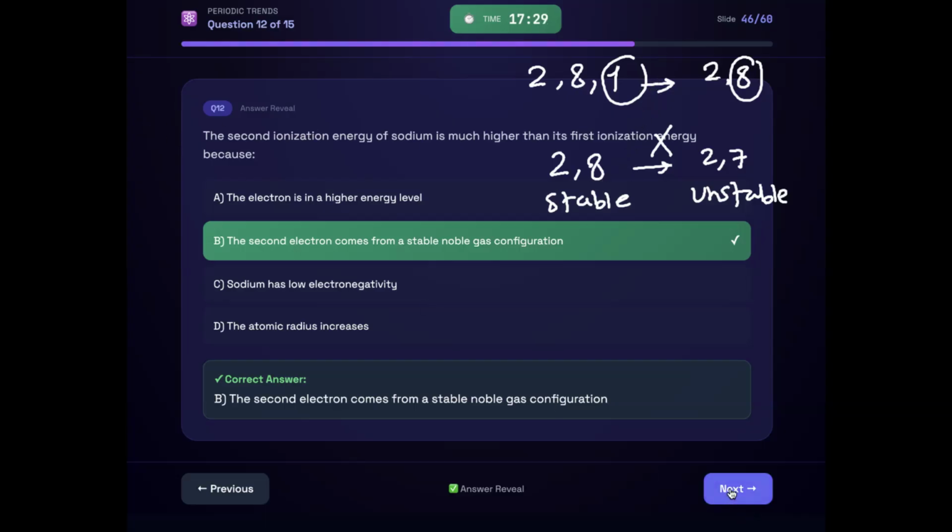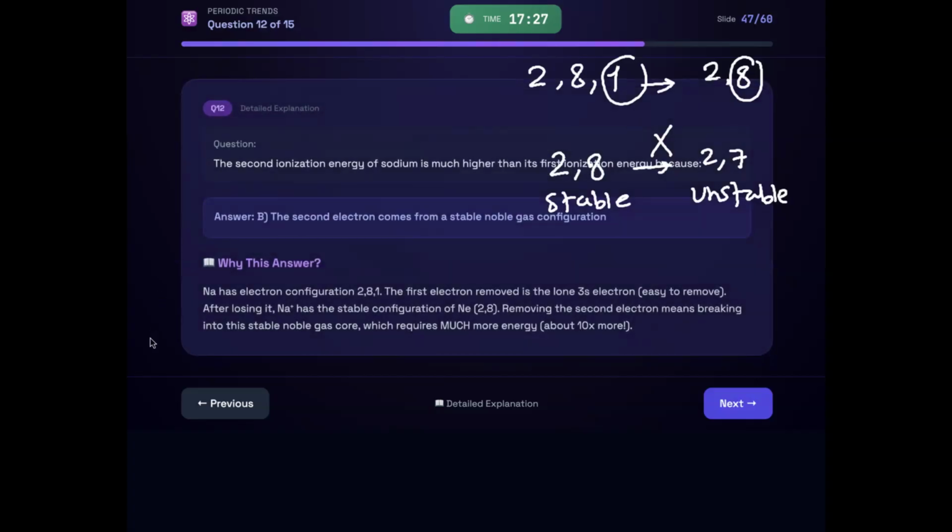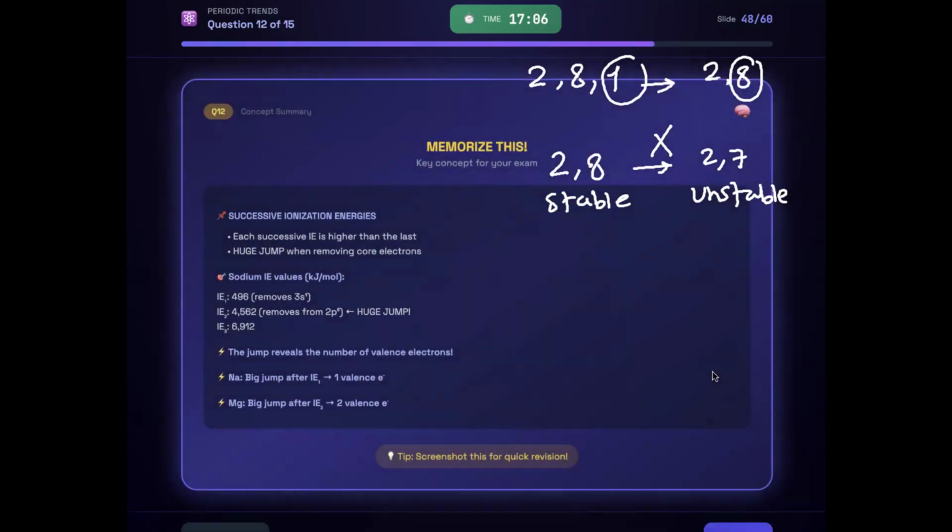More explanation is to say it like this. Sodium has the electron configuration of 2,8,1. The first electron removed is the lone 3s electron, which is easy to remove. After losing it, sodium has the stable configuration of Ne. Neon is 2,8. Removing the second electron means breaking into this stable noble gas core, which requires much more energy, about 10 times more.